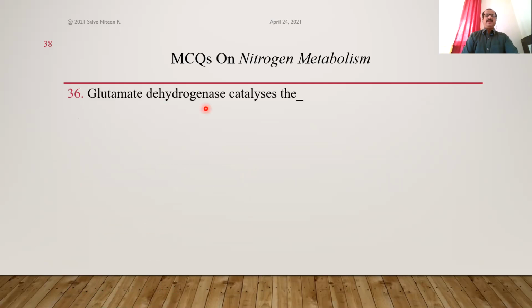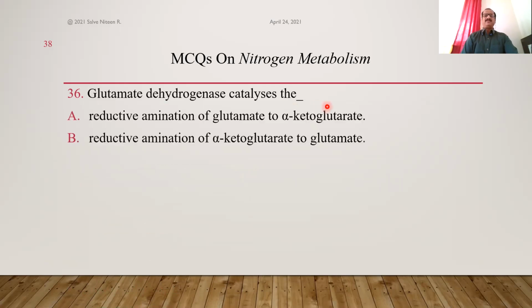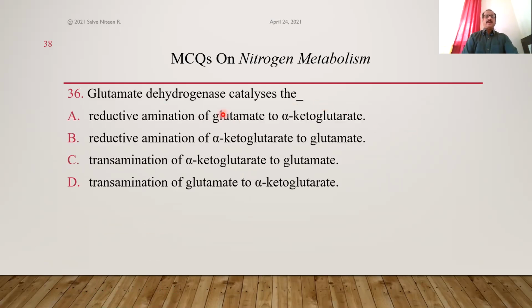Glutamate dehydrogenase is the enzyme which catalyzes what? Reductive amination or transamination? You studied in transamination that the enzyme is transaminase. When the enzyme is dehydrogenase, it is the enzyme of reductive amination, in which your keto acid is reduced to form amino acid. So that is called reductive amination, isn't it? Keto acid is reduced to form amino acid.